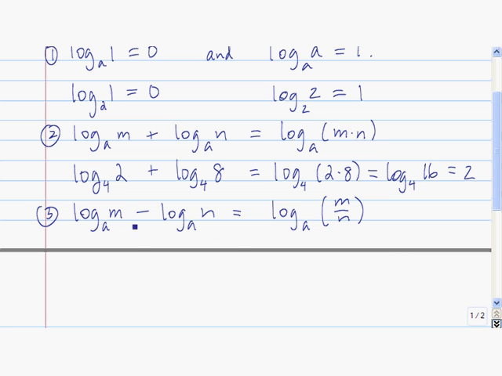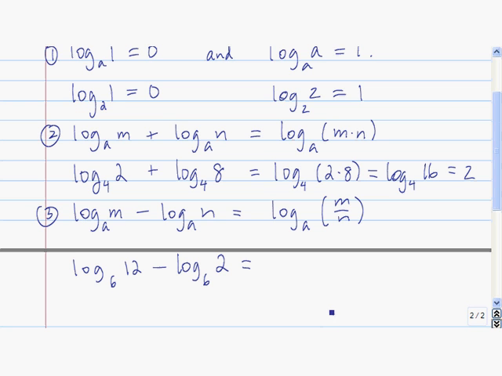Okay, the third property says that if you subtract one log expression from another when you're using the same base, it's equal to the log with that same base of the first inside divided by the second inside. Okay, so this quantity divided by this quantity.